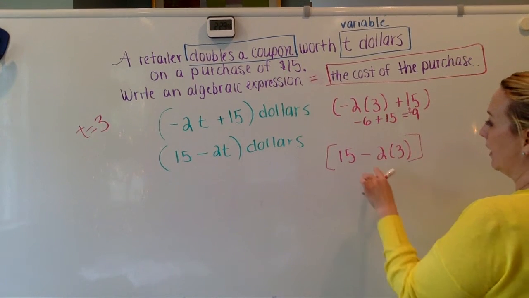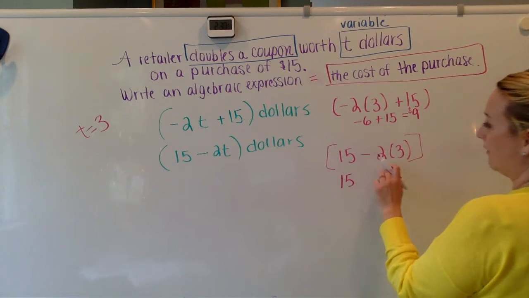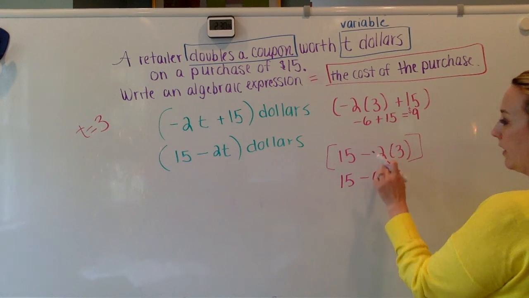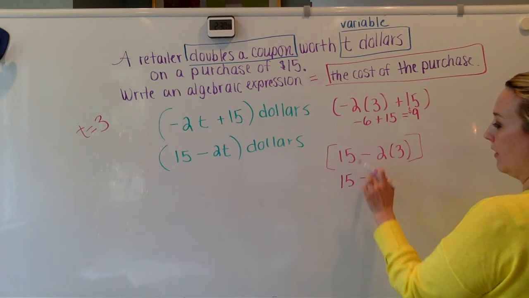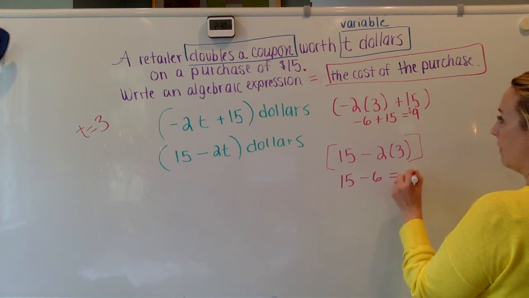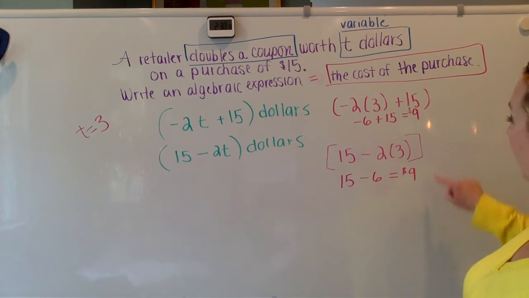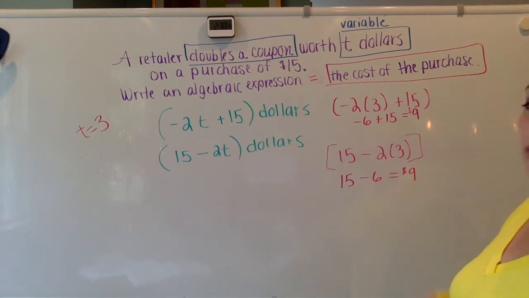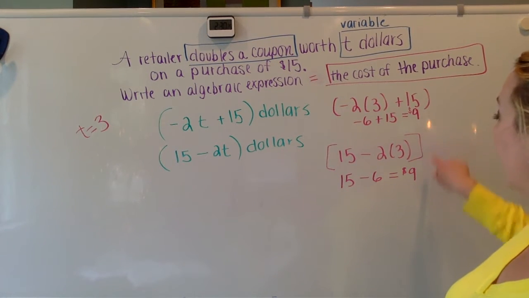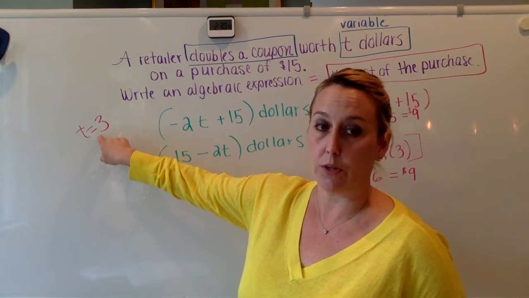Then I come over here and I'm going to do 15, and then I have negative 2 times 3. Negative times a positive is a negative. So negative 2 times 3 is negative 6. 15 minus 6 equals $9. So both ways this was represented, it works when I substitute. So that makes sense. The cost of the purchase would be $9 if the value was t equaled 3.